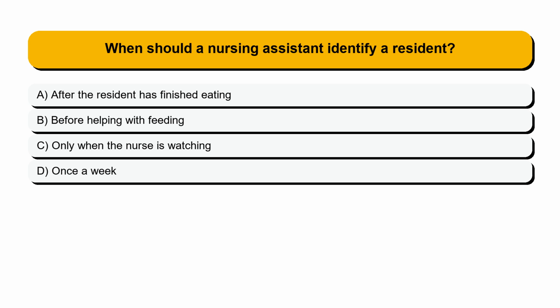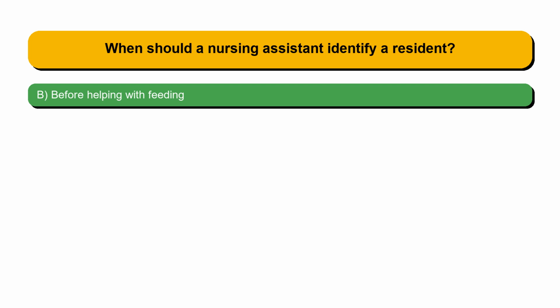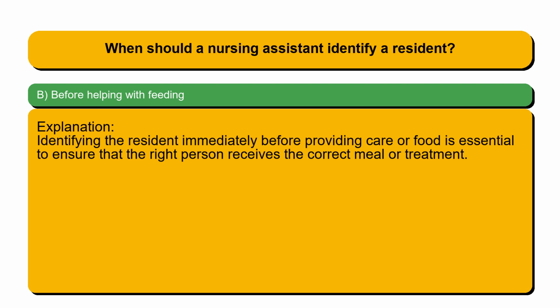Question 15. When should a nursing assistant identify a resident? Option A, after the resident has finished eating. Option B, before helping with feeding. Option C, only when the nurse is watching. Option D, once a week. The correct answer is option B, before helping with feeding. Identifying the resident immediately before providing care or food is essential to ensure that the right person receives the correct meal or treatment.